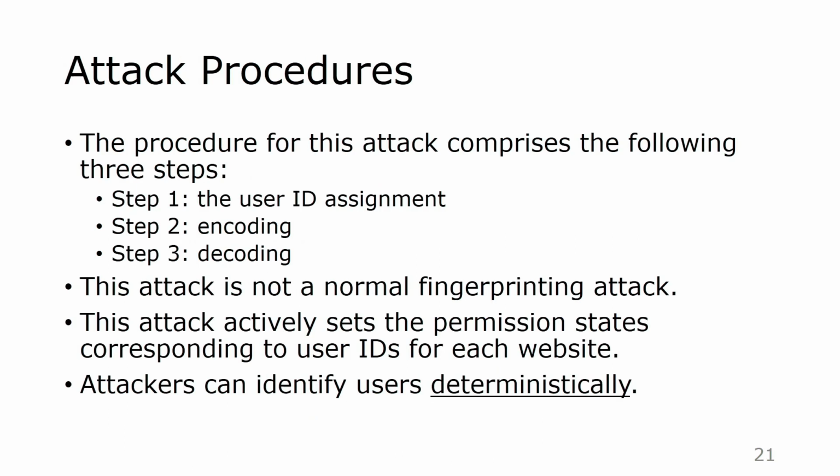Here, I show the procedure of the permission-based user tracking attack. The procedure comprises three steps. Step 1, the user ID assignment. Step 2, encoding. And step 3, decoding. This attack is not just a normal fingerprinting attack. This attack actively sets the permission state corresponding to the user ID for each website. Attackers can identify users deterministically. The following pages describe each step.